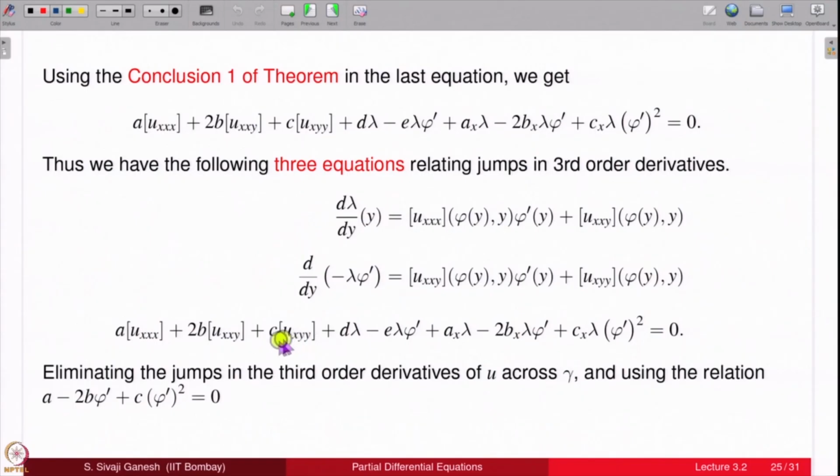So we want to remove these conditions. We have 3 relations in them, maybe solve for them, and substitute, and we get the ODE in conclusion 3. So this is left as an exercise to you. This is a simple algebraic exercise.